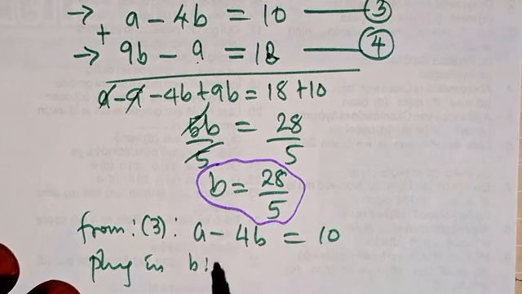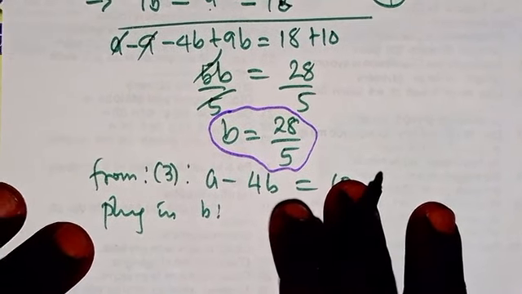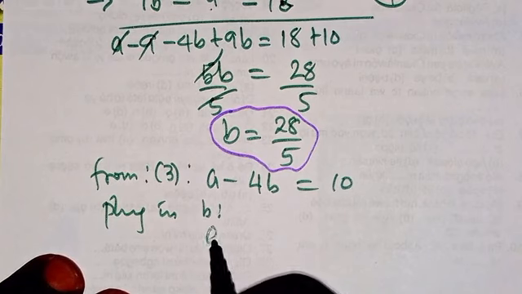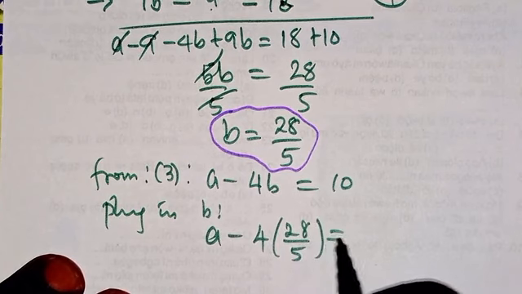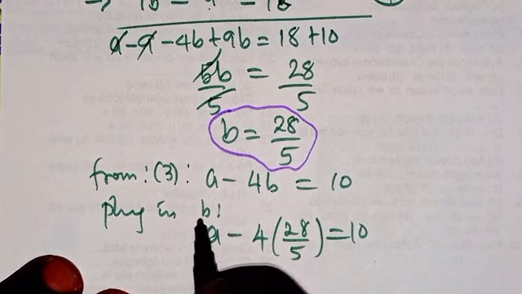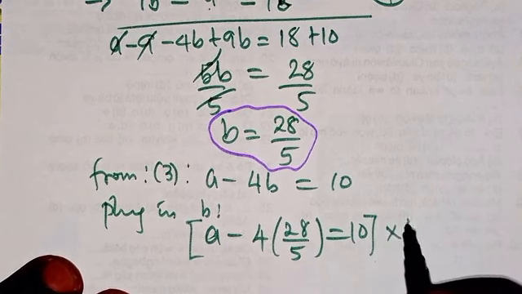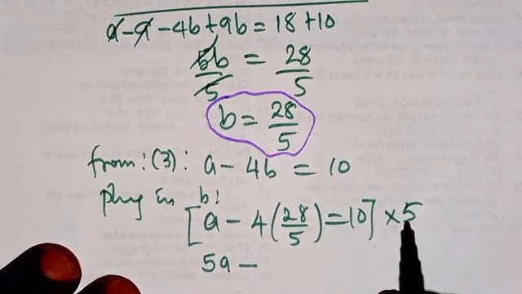So we're going to have a minus 4 into bracket 28 over 5 equals 10. Now from here I want to get rid of this 5. So what do I do? I will multiply everything by 5. If I multiply by 5 times a, we're going to have 5a, then minus 5 times everything here. This 5 cancels this 5 here.